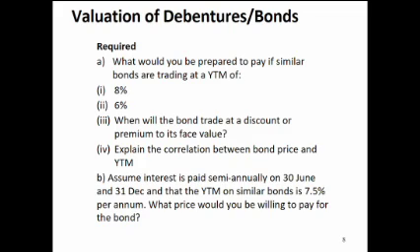So now that we have answered A, let's go back to part B. So part B said, assume interest is paid semi-annually on 30 June and 31 December, and that the yield to maturity on similar bonds is 7.5% per annum. What price would you be willing to pay for the bond?